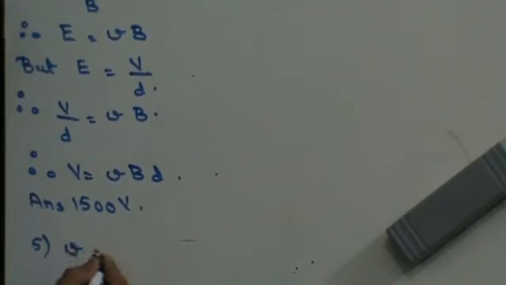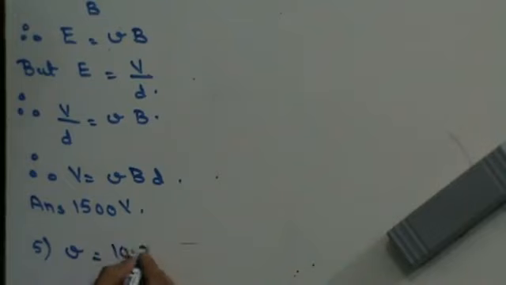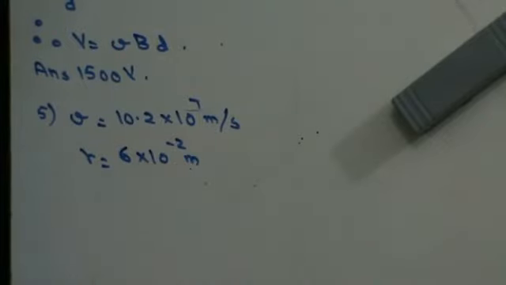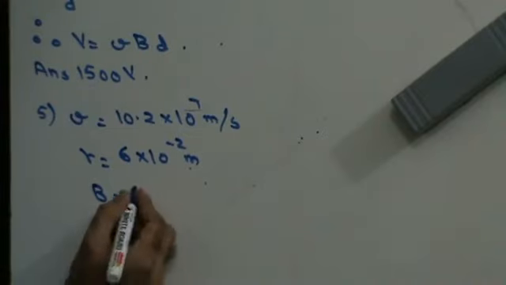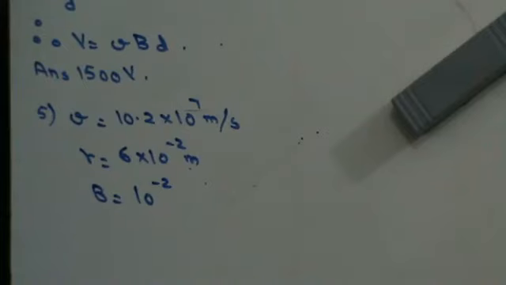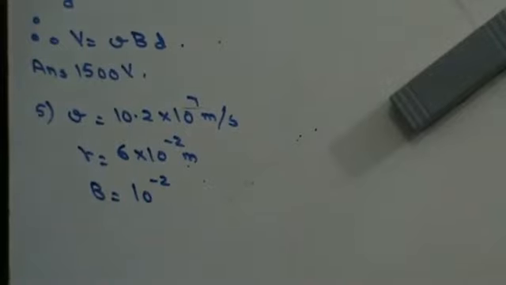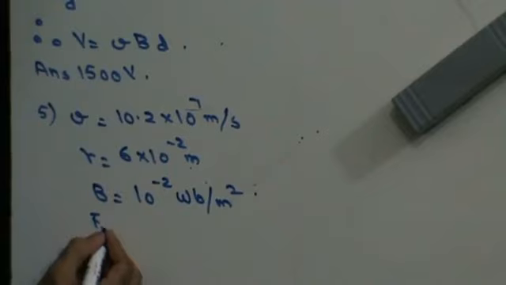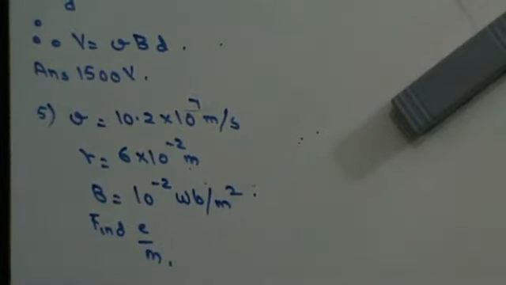An electron beam has a velocity of 10.2 into 10 raised to 7 meters per second, and is bent into a circle of radius 6 into 10 raised to minus 2 meters by a magnetic induction of 10 to the power of minus 2 Webers per meter square. Find E upon M.